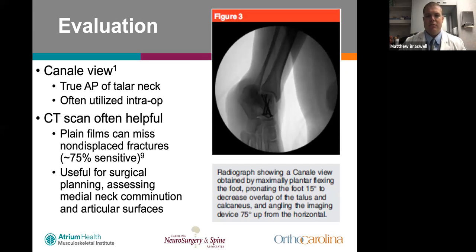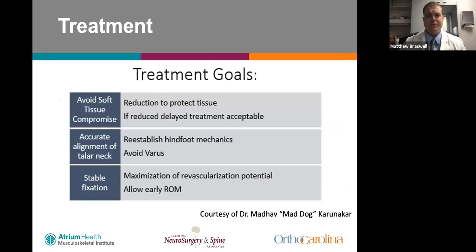This is something that's used mostly intraoperatively to evaluate reduction. CT scan can also be very helpful for these, as up to 25% of non-displaced fractures can be missed with plain films. And CTs are also helpful for evaluating comminution and involvement of the joint surfaces.